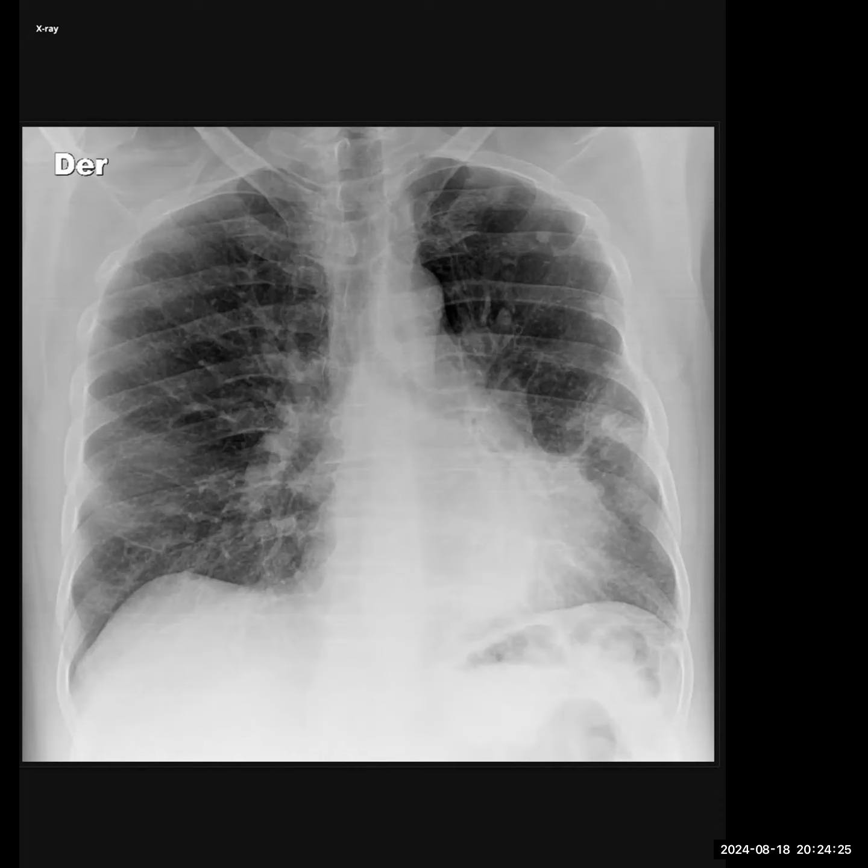I can see some nodules. Yeah, I can see some well-defined nodules in the left upper and mid zones. So what are your review areas when you're looking at a chest X-ray? I would look at the bones. I would look at the retrocardiac region.